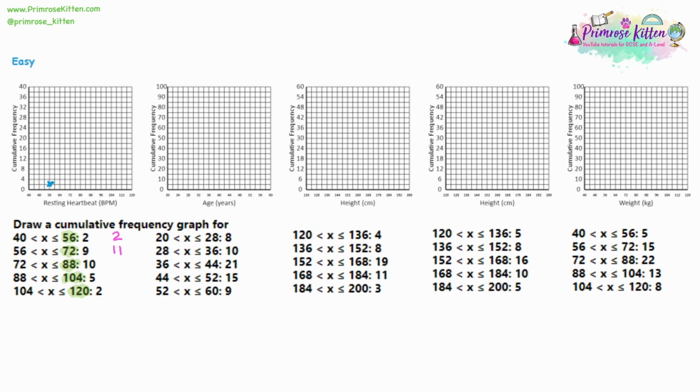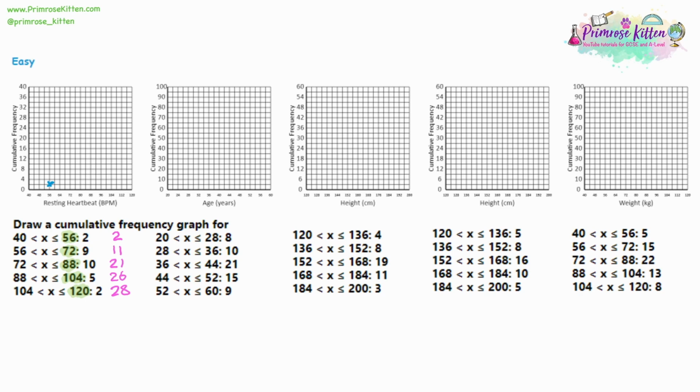And then with a third group, we're saying that by the time we get to 88, we know that we have gone past 21 people. We've had 21 items of data: the 2 in the first group, the 11 in the second group, and now the 10 more in this third group. And so what we're doing is adding the numbers on each time. So then we add on 5 from the next group to get 26, and add on 2 for the next group to get 28. And so right at the end, we're saying, by a resting heartbeat of 120, we know for sure that we've included the data of every single person we're looking at, all 28.